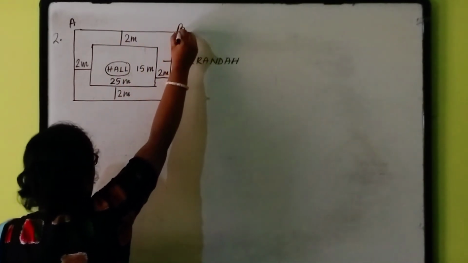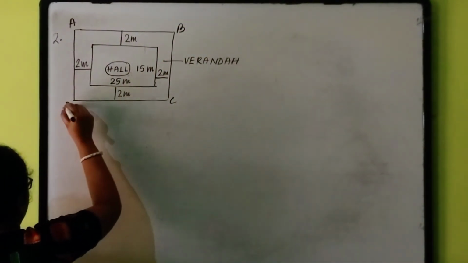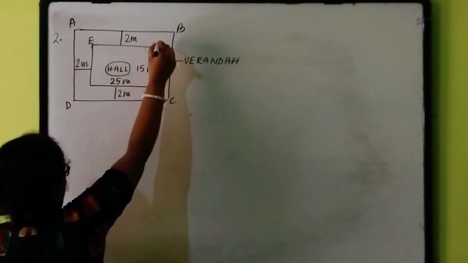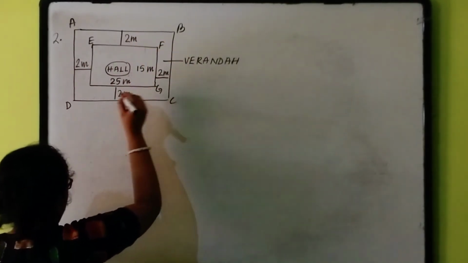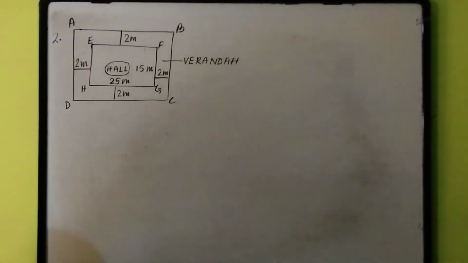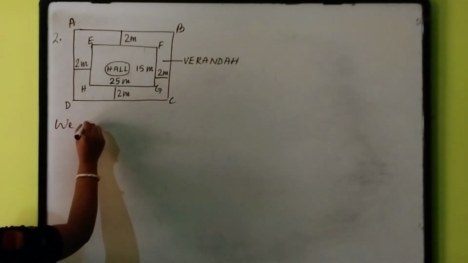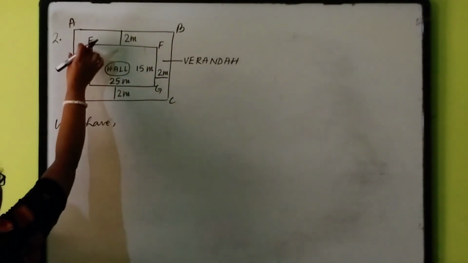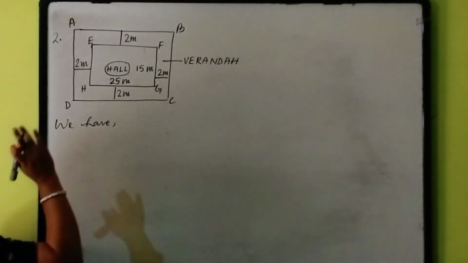Now let me label it like this, just like question number 1B: A, B, C, D, E, F, G, H. Okay. So what do we have to do, my dear students? We have to find out the area of the veranda. Means this one. So, area of the veranda.